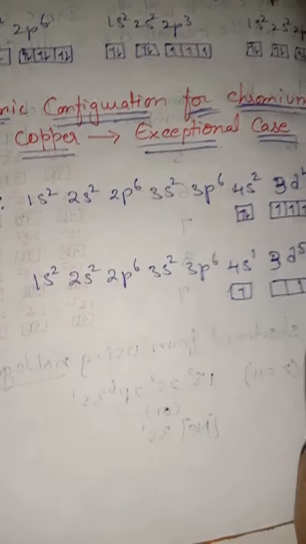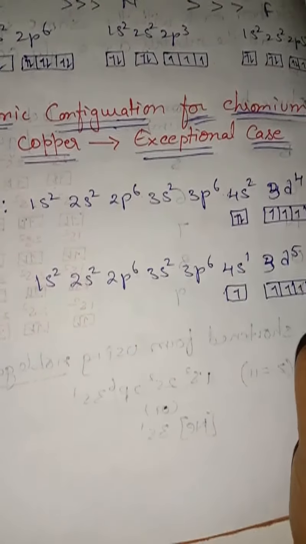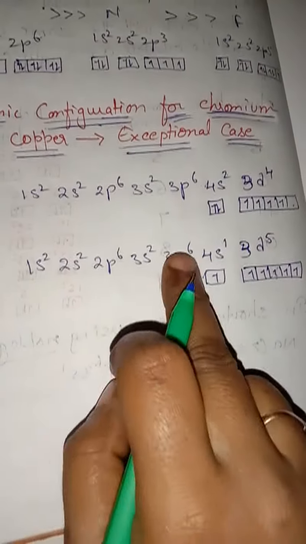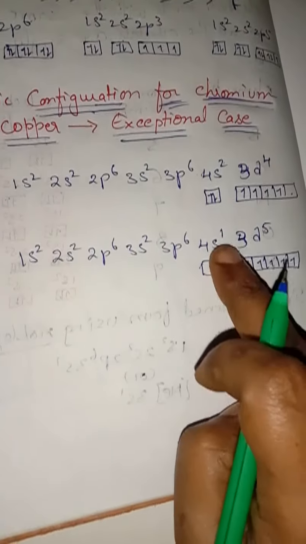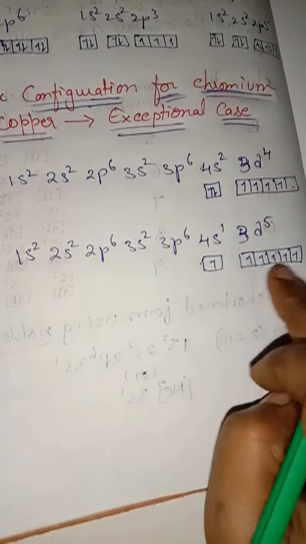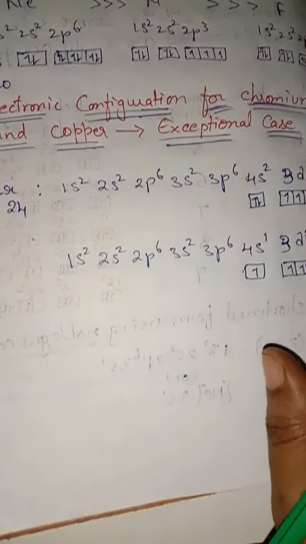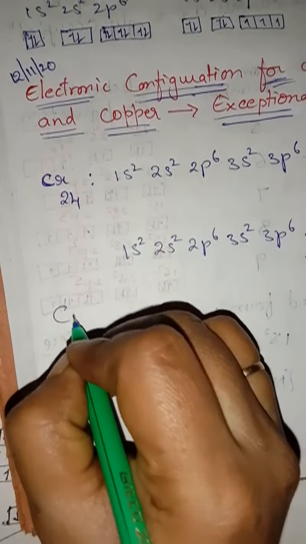1, 2, 3, 4, 5. 1, 2, 3, 4, 5. So here all the others are completely filled, whereas the 4s orbital and the 3d orbital are half filled. Now chromium will become stable. So this is one of the exceptional cases. And next we are going to see copper.